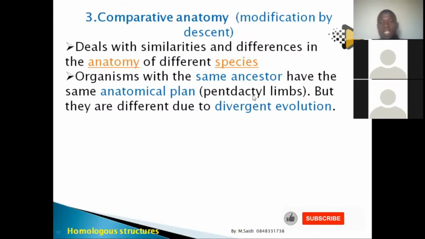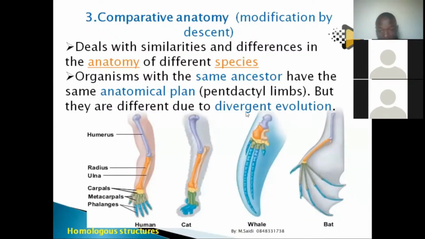Penta means 5, dactyl means digits. So if you look at your hand, you'll find out that you have 5 digits. 1, 2, 3, 4, 5. Your legs or your feet, they are 5 toes. If you look at a monkey, it has 5. So if you look at this picture, you'll find out that you have human, you have 5 of them.